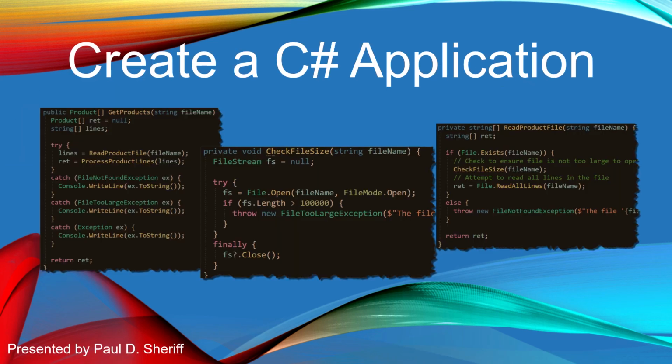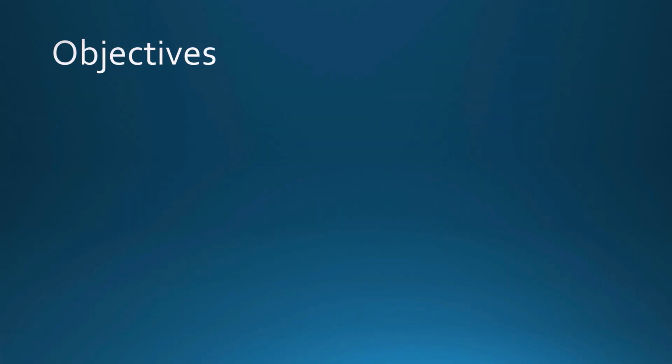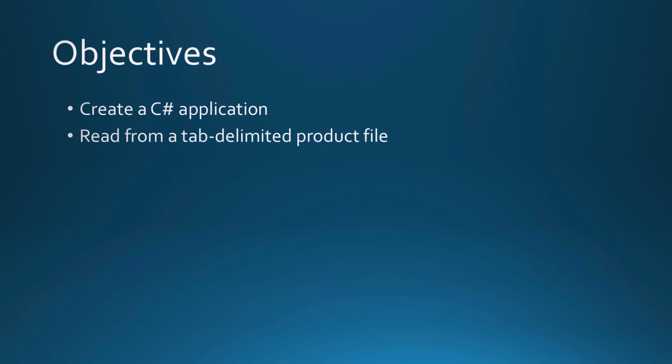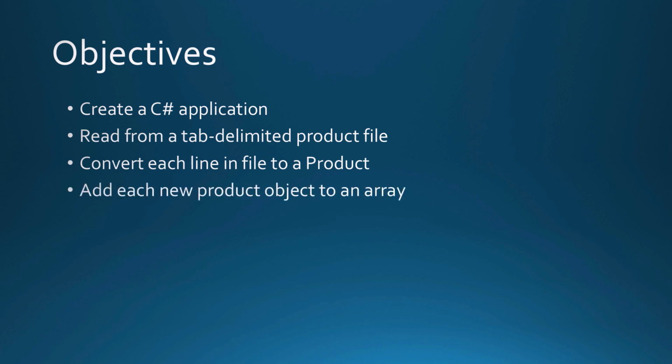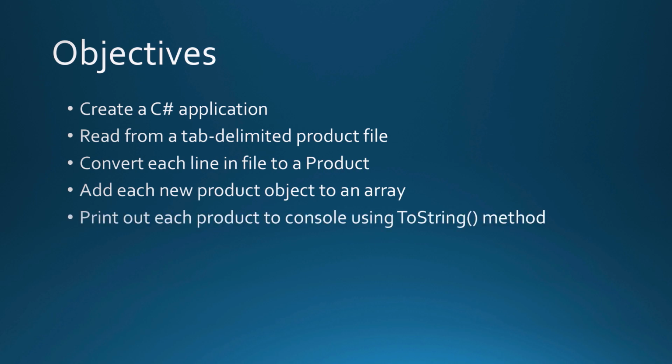This lesson is create a C# application. The objectives for this lesson are to create a C# application that reads from a tab-delimited product file, converts each line in the file to a product, adds each new product object to an array, and prints out each object to the console using the ToString method.